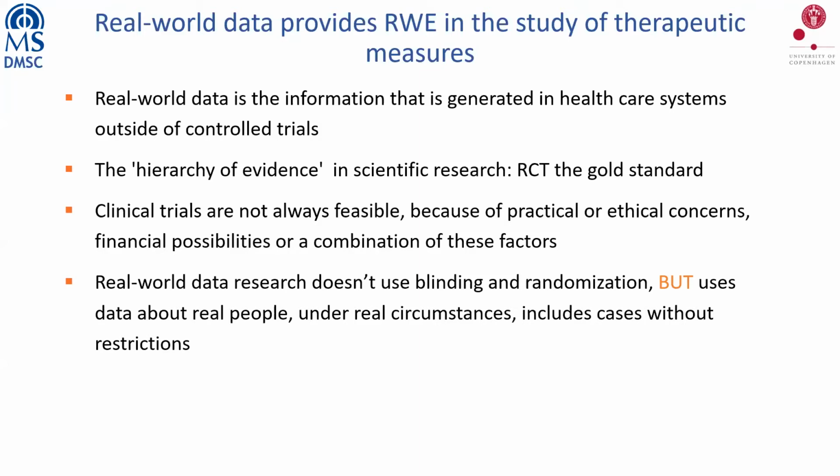Usually we think of having a hierarchy of evidence in clinical research, where the randomized clinical trial is the gold standard. But clinical trials are not always feasible because of practical or ethical concerns, or the financial possibilities, or a combination of these factors. When we're using real-world data, we do not use blinding and randomization, but use data about real people under real circumstances, and we can include cases without restrictions.